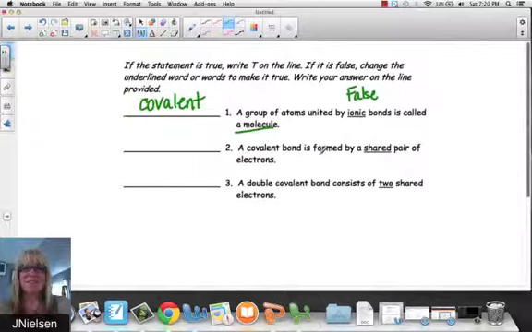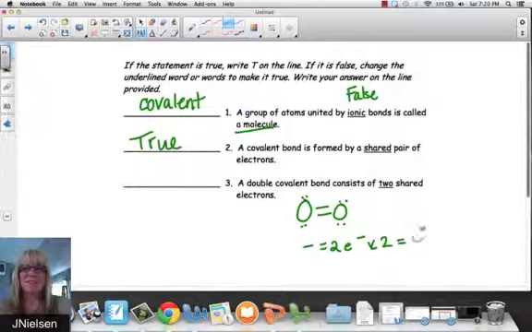A covalent bond is formed by a shared pair of electrons. That is true. A double covalent bond consists of two shared electrons. Well, here's a prime example of a double bond. Each oxygen has got 6, so that's a total of 12: 2, 4, 6, 8, 10, 12. They're talking about this double bond. Remember, each line represents 2 electrons. So that would be times 2, so that's going to be a total of 4 electrons. So this is false, and this should be 4.